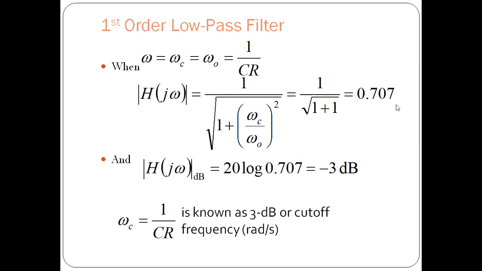Why are we considering the 3 dB frequency? With this formula you can see that when we consider the transfer function in decibels, 20 log 0.707 is nothing but minus 3 dB. That is why we consider the minus 3 dB frequency for the low pass filter. Here omega c, the cutoff frequency, 1 by CR, is known as the 3 dB cutoff frequency.